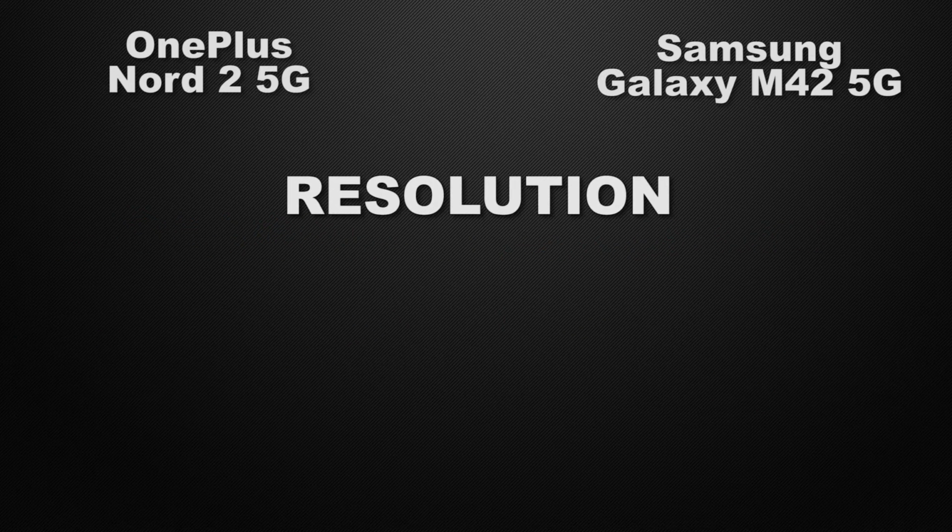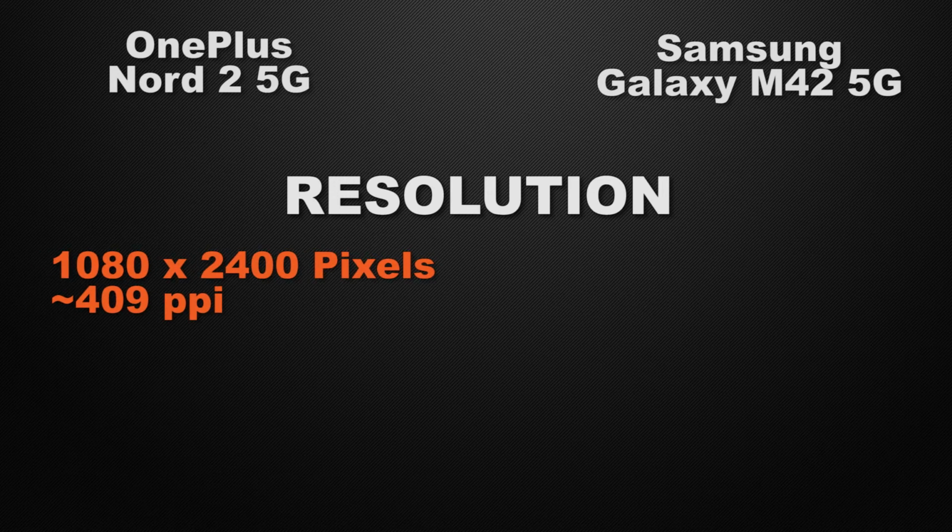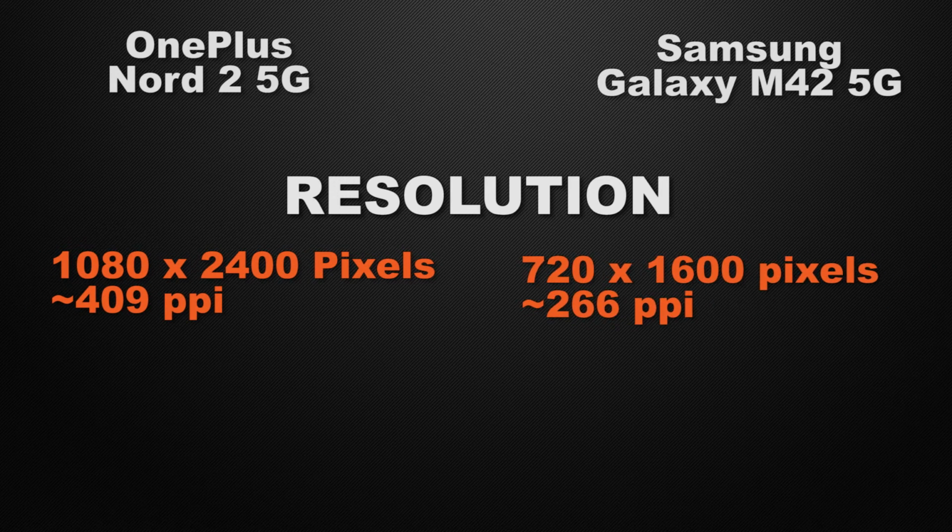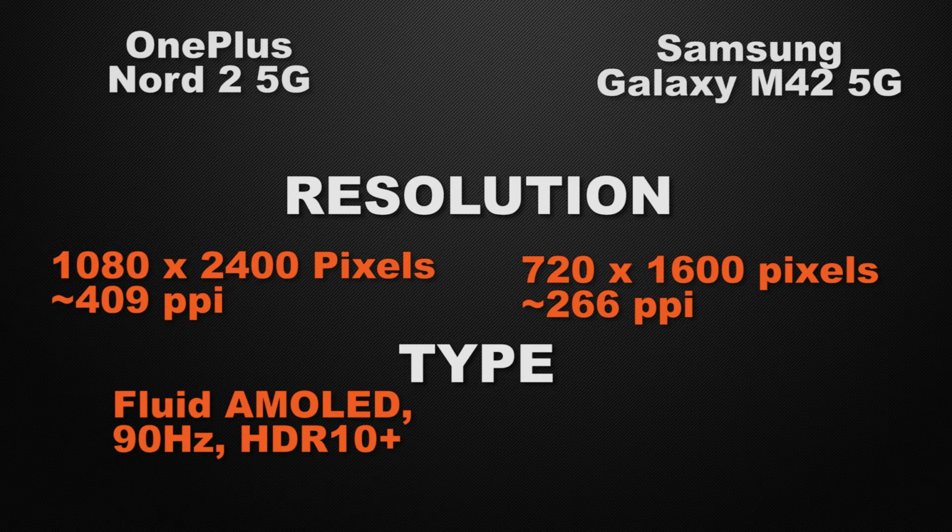Let's talk about the screen resolution of the devices. Nord 2 has a Full HD Plus display, on the other side M42 has an HD Plus display. So the winner here is Nord 2. And about the display type of the devices, Nord 2 has a Full AMOLED display with a 90Hz refresh rate and HDR10 Plus support, whereas M42 has a Super AMOLED display.